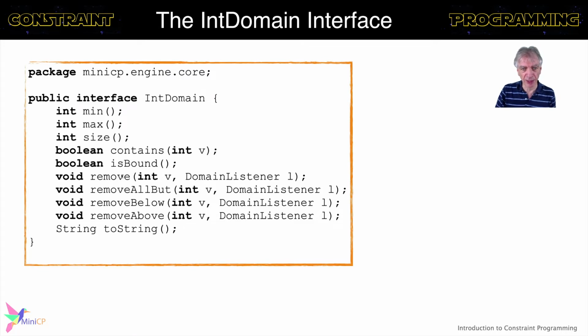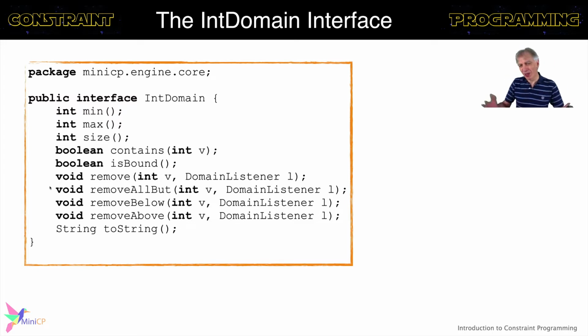These methods here are for removing and assigning values. The first one is removing the value v from the domain. The next one is assigning the value v. We remove everything but v, so v is going to be the value which is assigned. Remove below is removing all the values which are below v. Remove above removes all the values which are above v. So that's what you need to implement when you want to implement a domain.